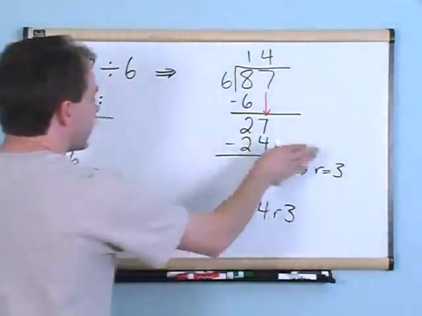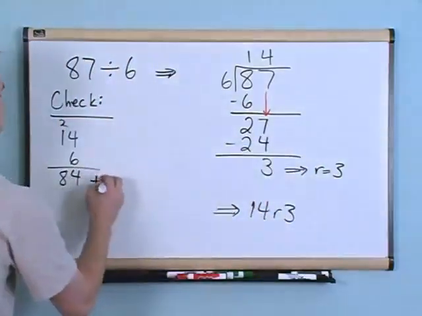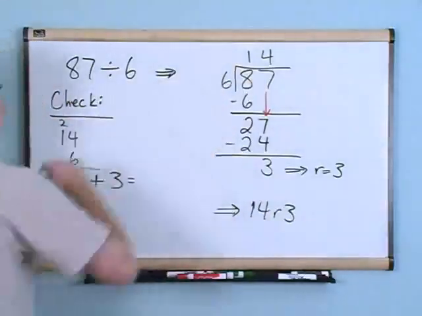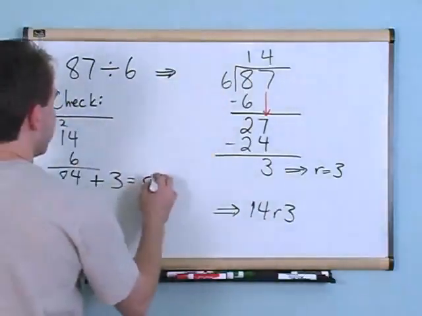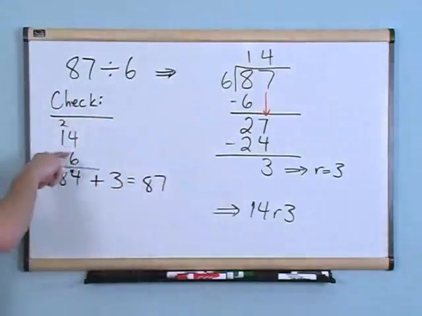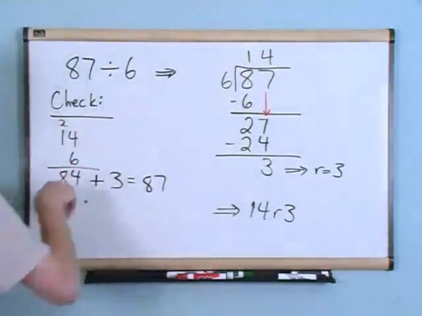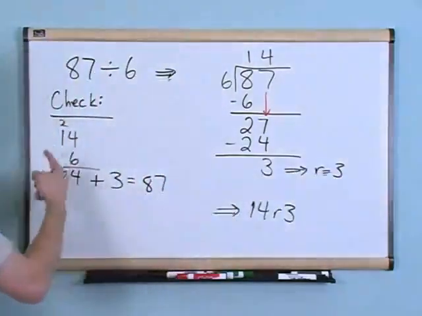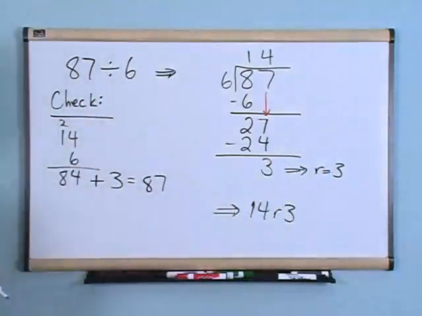Anytime you have a remainder, you're going to have to add that remainder back in, and in the end of the day, when you do that, you should get what you started with in the problem. So what do we have here? 84 plus 3 is 87. What this means is that when you take the 6 and multiply by the 14, you get 84, and you have to add those 3 extra balls back in that were left over, and then you'll get your 87. And that's how you check these kinds of problems with remainders.